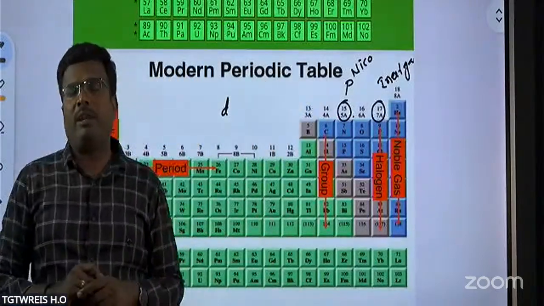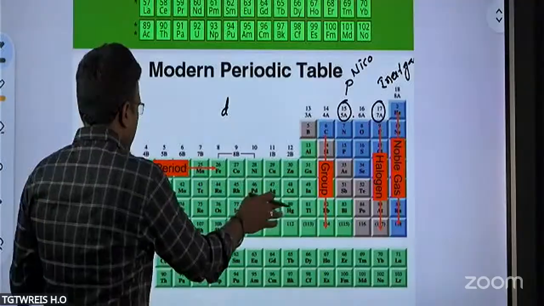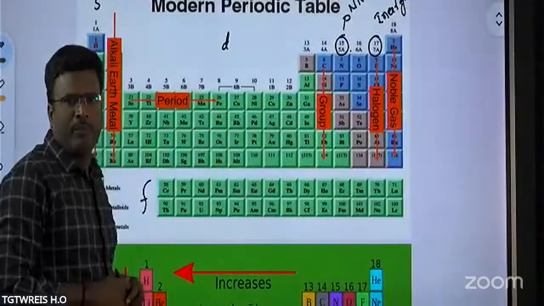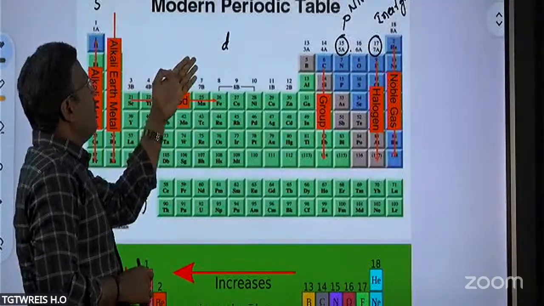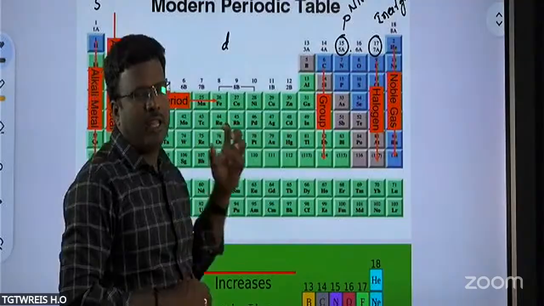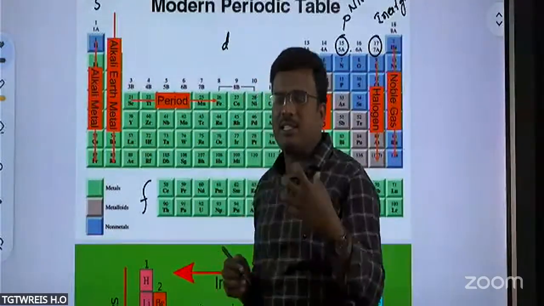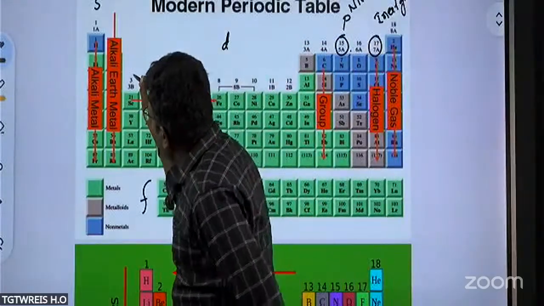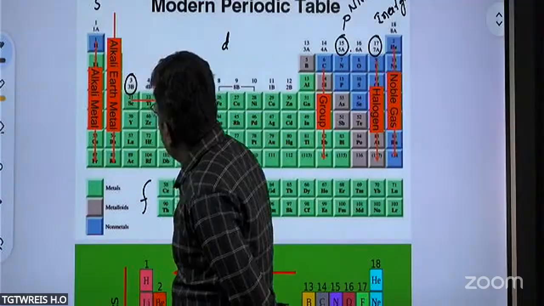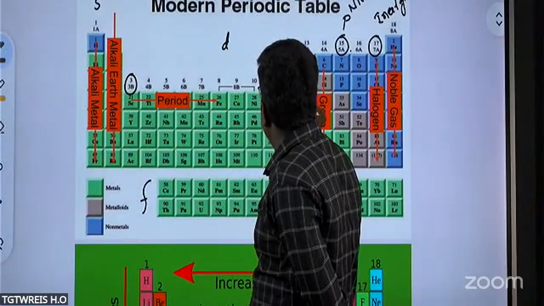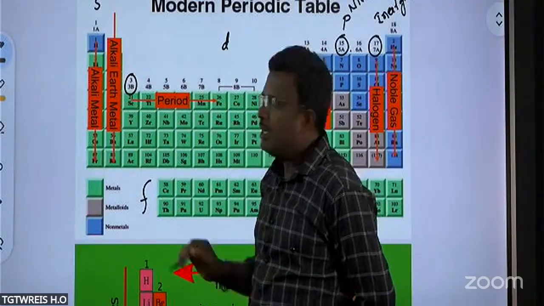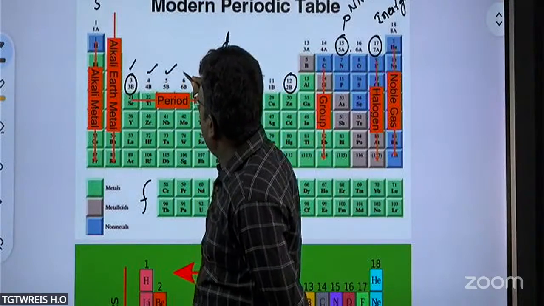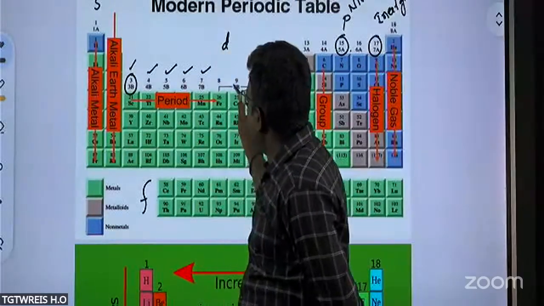So these types of elements, the S block and P block elements, were completely discussed in the previous class. The middle of the table is the D block. Those elements are also called the transition elements. This D block starts from here: third B, then fourth, fifth, sixth, seventh group, then the eighth group.